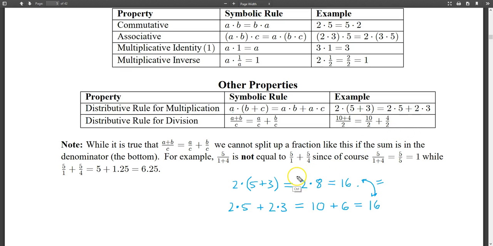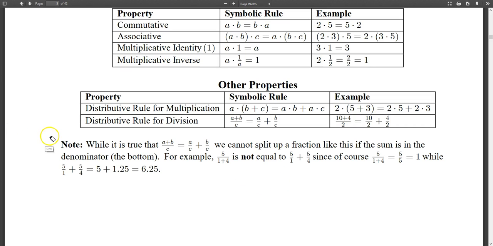You also have a distributive rule for division, which is really the same as multiplication. It just looks a little different. It goes like this: (a + b) divided by c is the same as a over c plus b over c. So you can think of splitting this fraction apart. For example, (10 + 4) divided by 2 is the same as 10 over 2 plus 4 over 2.